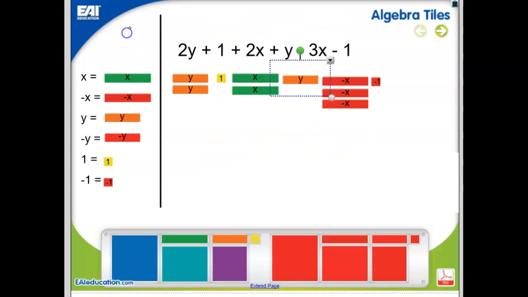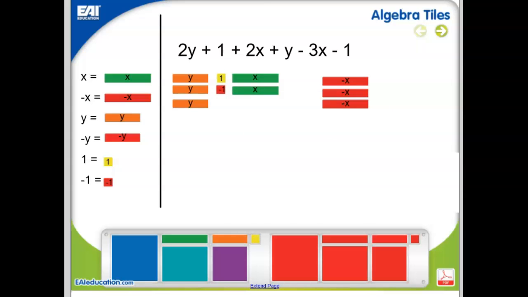I've got 2y plus 1 plus 2x plus y minus 3x minus 1. So I want to combine my like terms here. I can get my y's all together. And then I can get my constants together. Notice I have a plus 1 and then it says minus 1. So if it's minus 1, I'm going to use that red units to show that it's a negative 1.